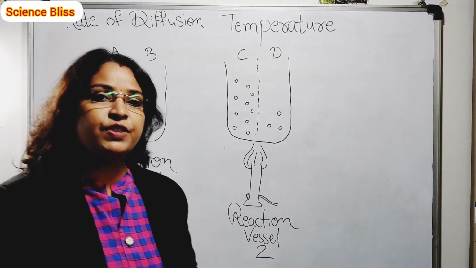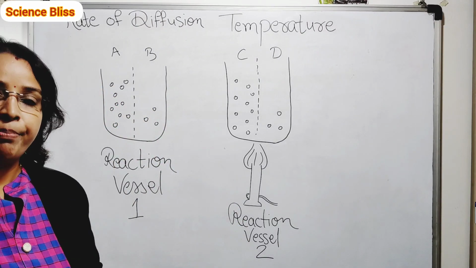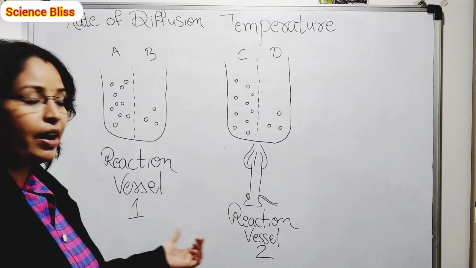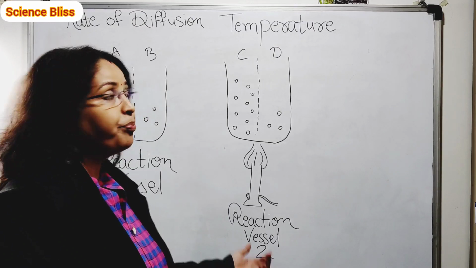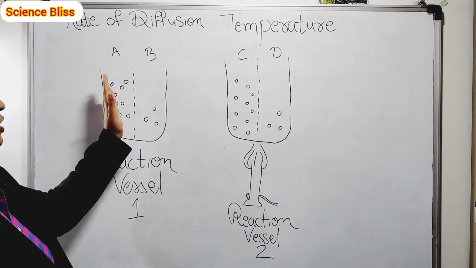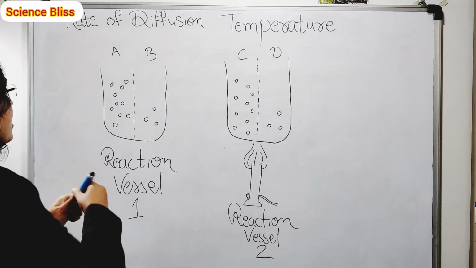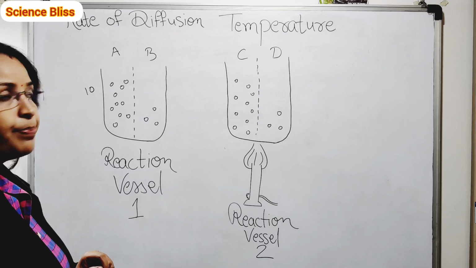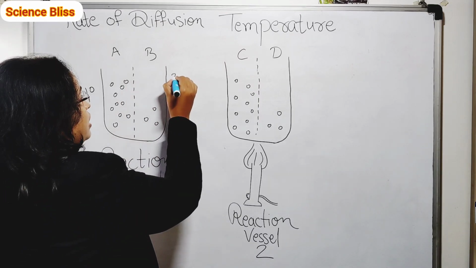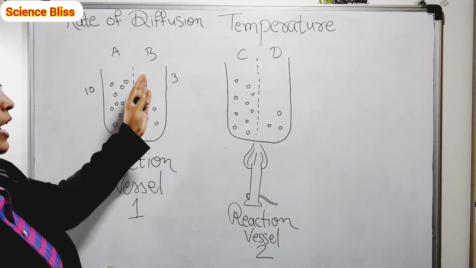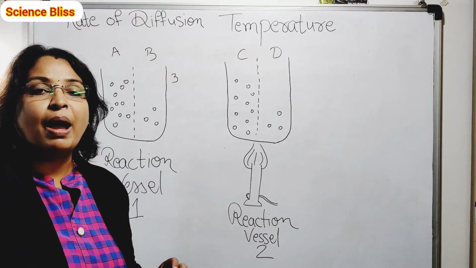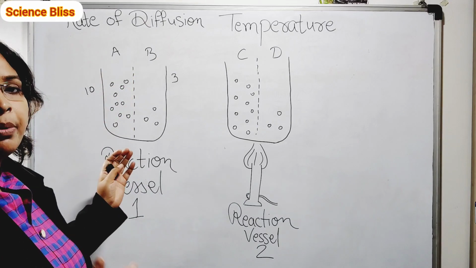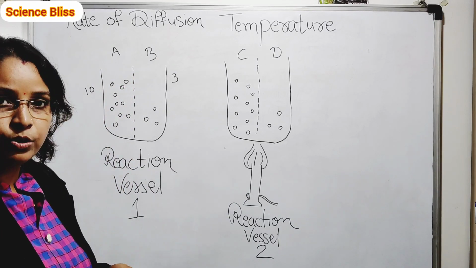Now the next factor affecting the rate of diffusion is temperature. Over here we can see that this is reaction vessel 1 and this is reaction vessel 2. Reaction vessel 1 has side A and B. At side A it has 10 molecules, whereas side B has 3 molecules, and side A and side B are separated by a partially permeable membrane. Consider that this permeable membrane is permeable for these molecules.